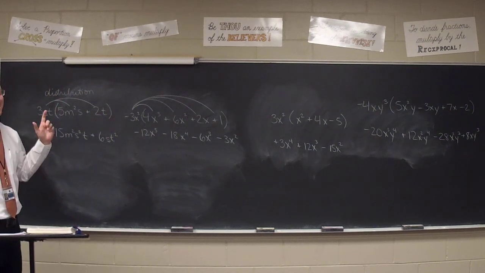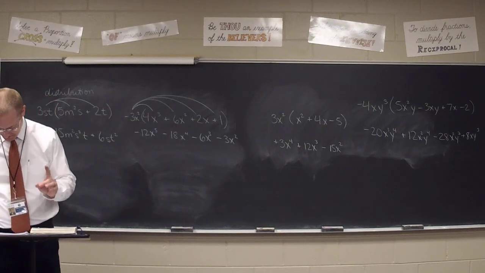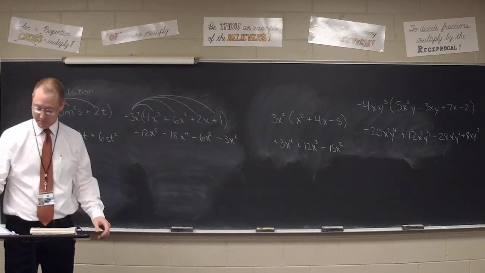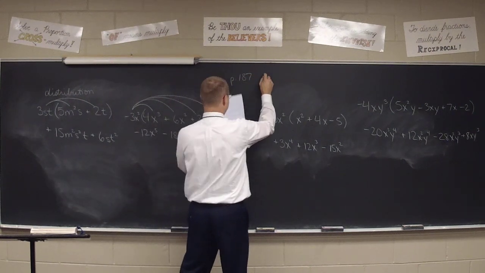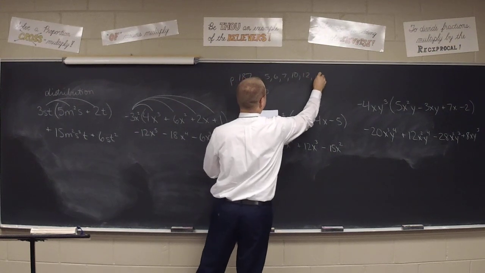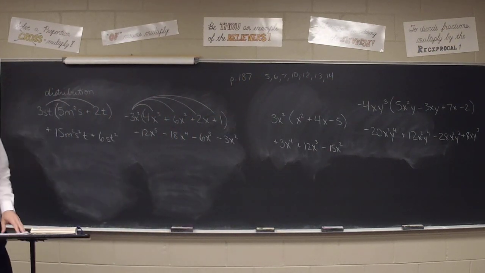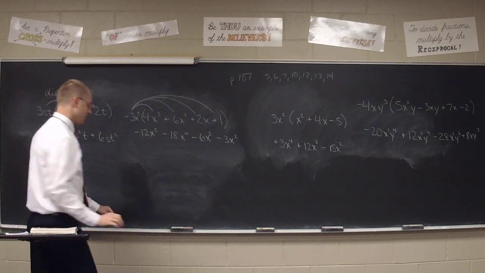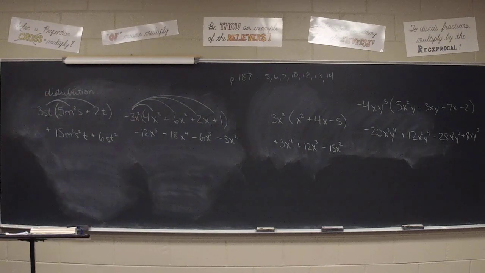Sorry. All right, questions on this? All right. Page 187 in your textbooks. I want you to do numbers 5, 6, 7, 10, 12, 13, and 14. So 7 problems. 7, the number of perfection. All right, quietly working on these 7 problems.